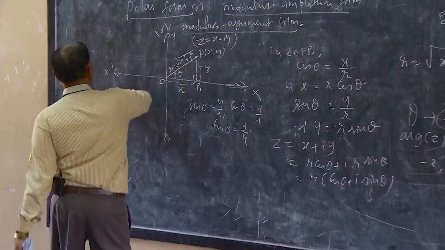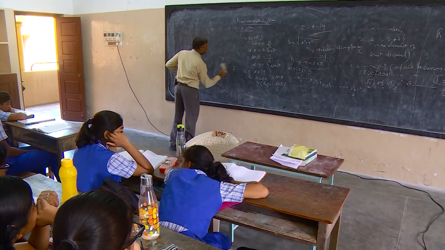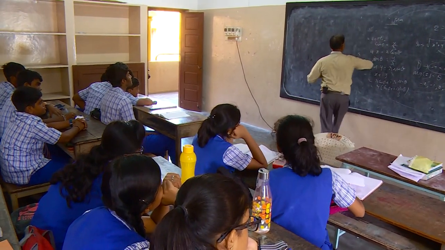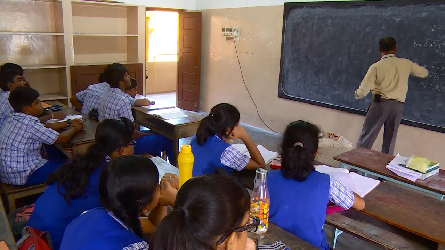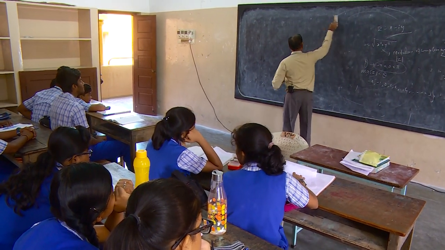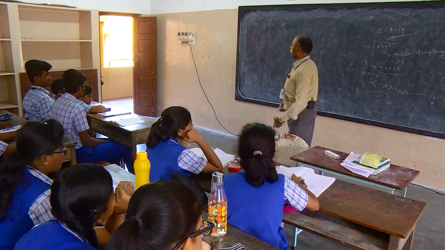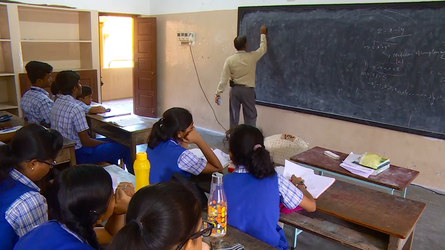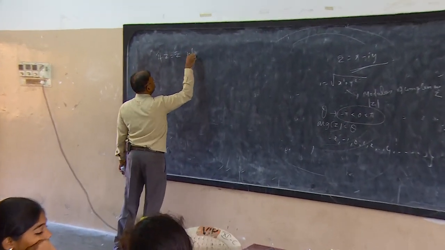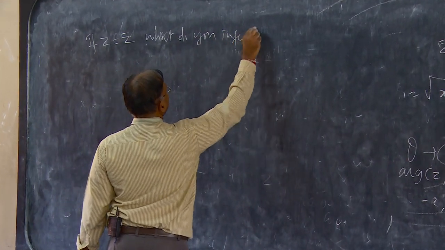Then, in addition to that, I'll tell you one more thing and we will do problems on that also quickly. I'll cover a minimum of 5 or 6 problems and I'll wind off. Just listen carefully. If for a complex number z, z is equal to z bar, what do you infer? This is the question given to you.